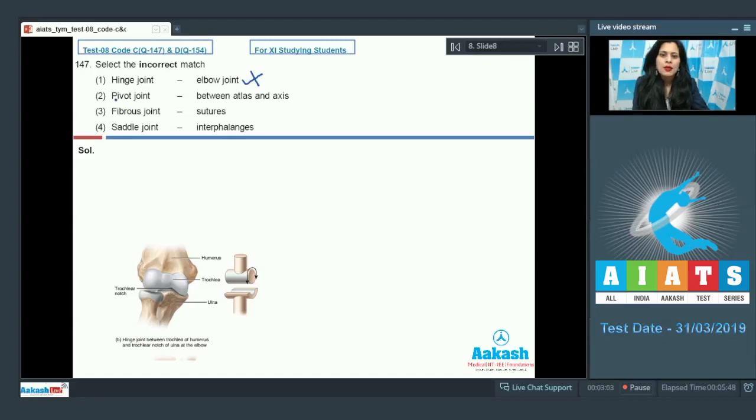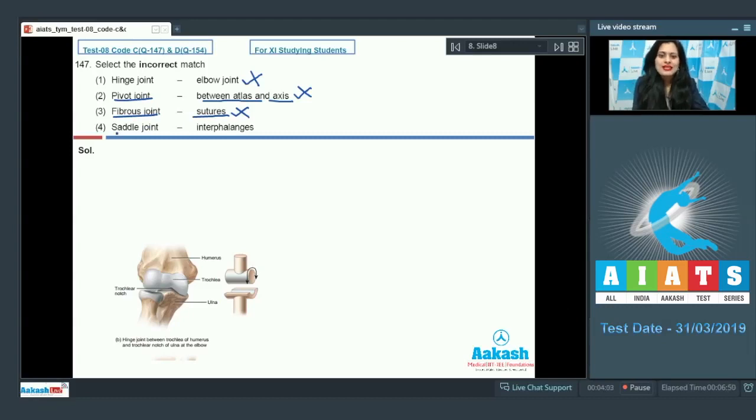The next option is pivot joint and the match is between atlas and axis, and as it is also a correct match, so this cannot be a correct answer to our question, because pivot joint is a type of synovial joint which is present between atlas and axis cervical vertebrae. The next option is fibrous joint and the match is sutures, and as it is also a correct match, so this cannot be a correct answer to our question, because fibrous joints or immovable joints are present between the bones in cranium and they are sutures.